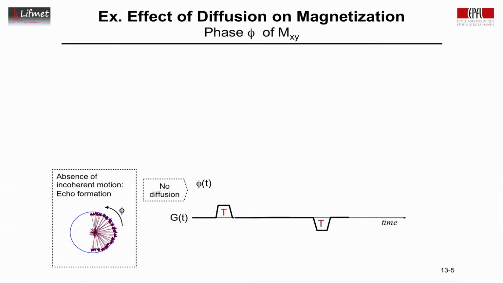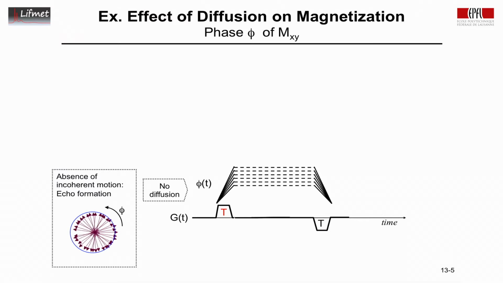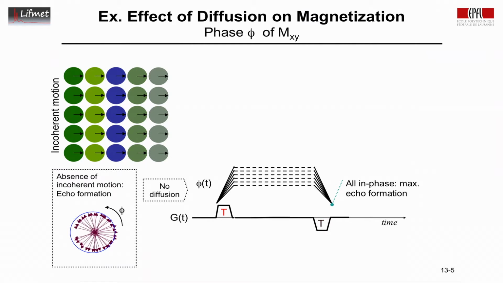So how do we display this in terms of phase? We'll plot the phase here for 6 isochromats. The phase is being built up according to their 6 different positions during the first gradient time. Then it stays constant during the time between the gradients. And when we turn on the negative gradient, the slope is equal but opposite, so they all come back to the same phase. That means if the phase is the same for all the magnetization vectors, we have maximum amplitude and echo formation, maximum echo amplitude. So now let's look at the effect of incoherent motion.